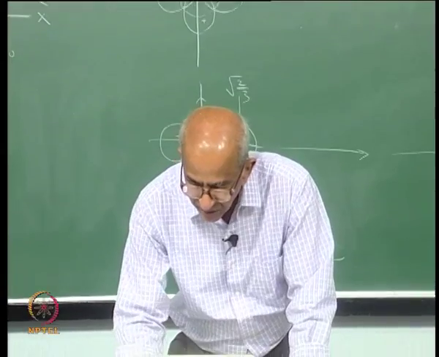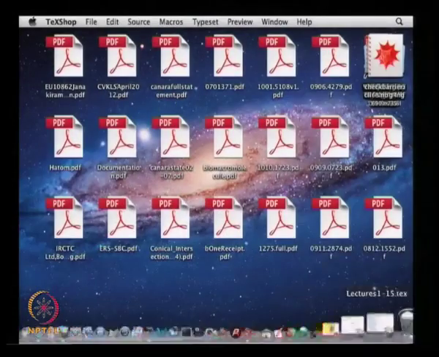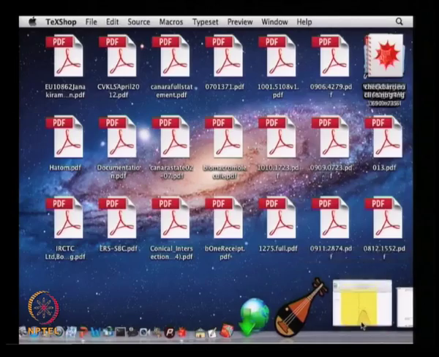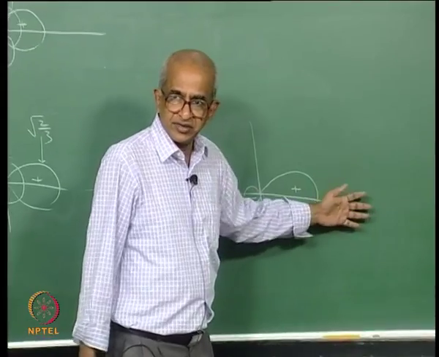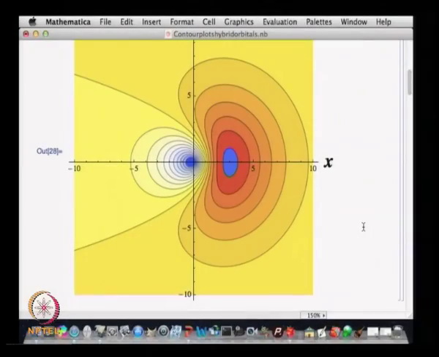I have a Mathematica file showing these orbitals. So this is what I refer to as a contour plot of the first hybrid orbital phi 1, and notice that it is pointing in the x direction. X is marked correctly at least in this picture.